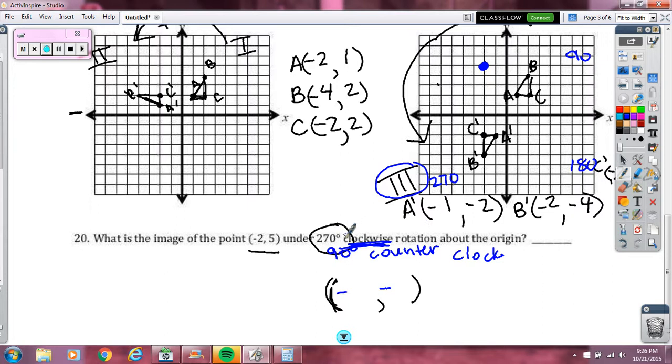And a 270 or a 90 rotation, we end up switching our coordinates. So instead of the 2 first and the 5 second, it's going to be the other way. 5 first, 2 second, and since I'm in quadrant 3, everything's negative. Let's graph it out and see what we think. 1, 2, 3, 4, 5, negative 2. So, yep, looks good. Yay!